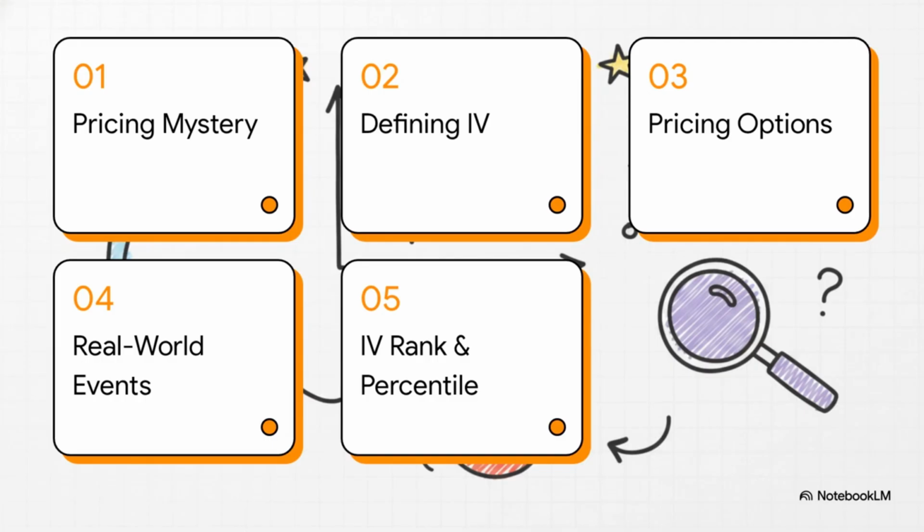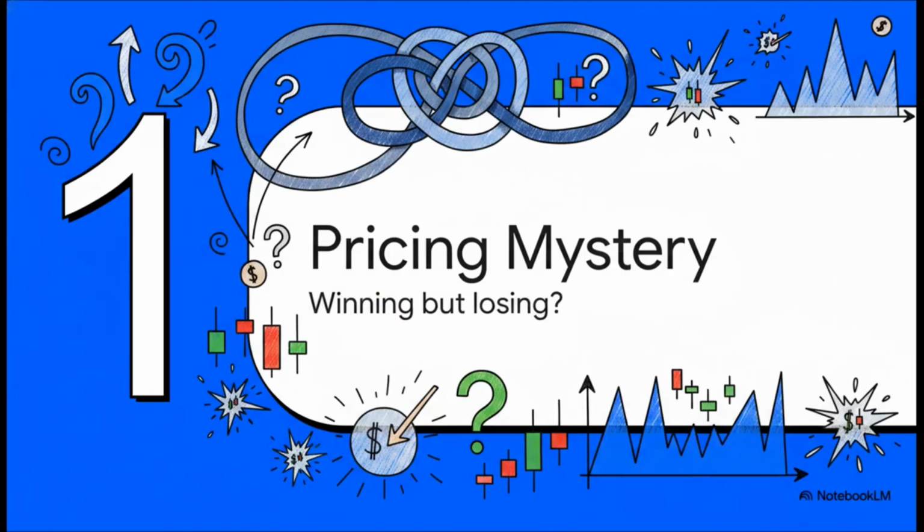Here's our roadmap for today. We're going to start by solving the option pricing mystery, then we'll define implied volatility, see exactly how it prices premiums, look at real-world events, and finally learn to use IV rank and percentile. Simple as that. Section 1.